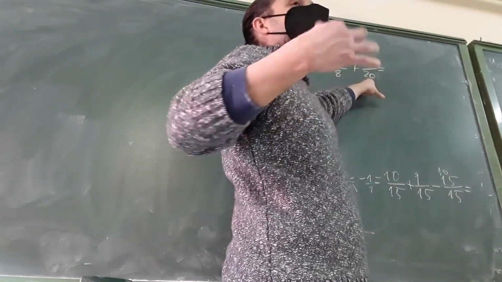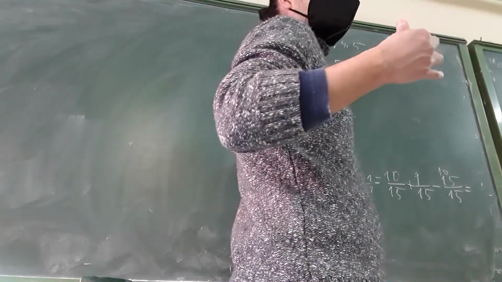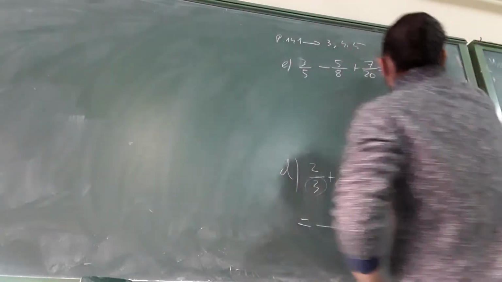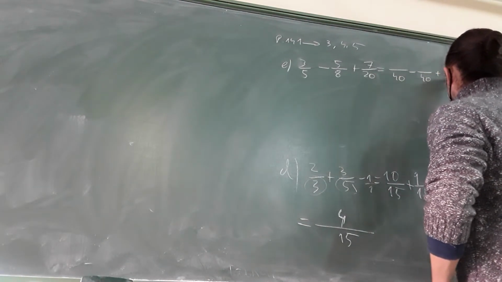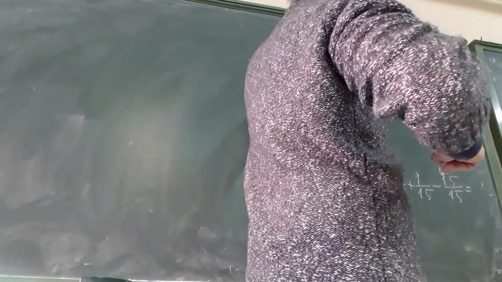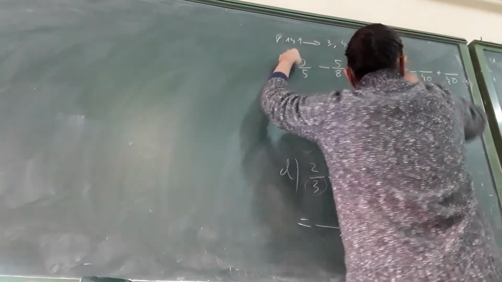Entonces busco el siguiente múltiplo de 20, 40. ¿Se puede 40 entre 5? ¿Se puede entre 8? Sí, pues 40. Ok, so 40, 40, and 40. Then Adrián, the first numerator is going to be 40 divided by 5 equals 8. 8 times 3, okay, 24.